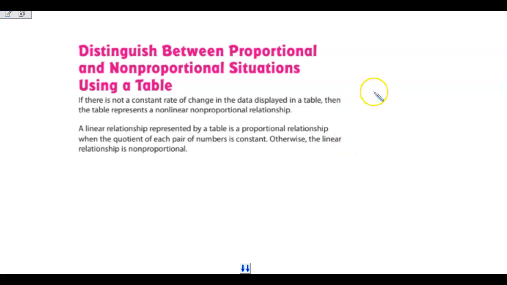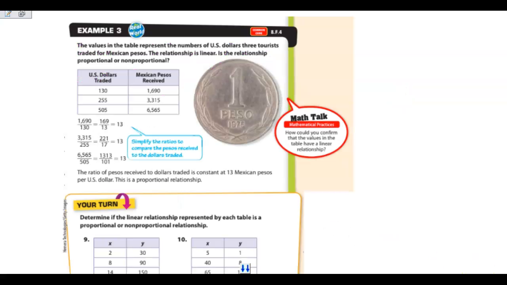And remember that our constant is our y value divided by our x value, and if it's the same value each time. Cannot be linear if it doesn't have a constant. A linear relationship represented by a table is a proportional relationship when the quotient of each pair of numbers is constant. Otherwise, the linear relationship is non-proportional. So if it doesn't have a constant, it's not proportional.